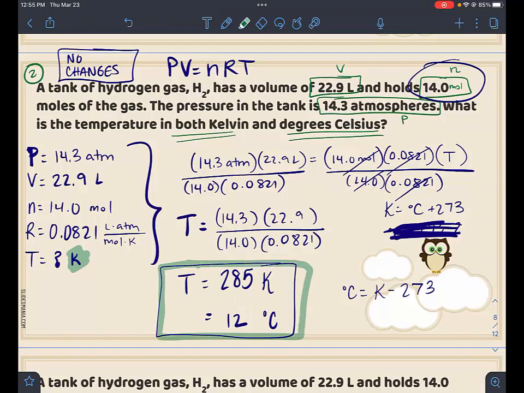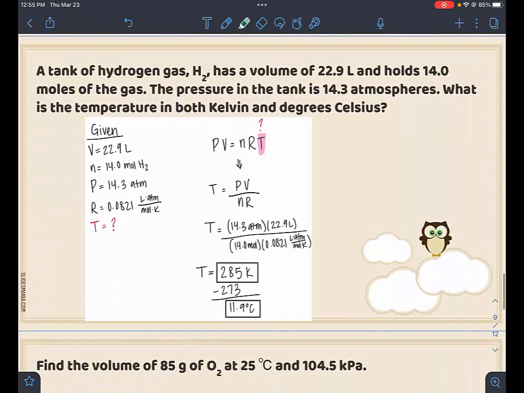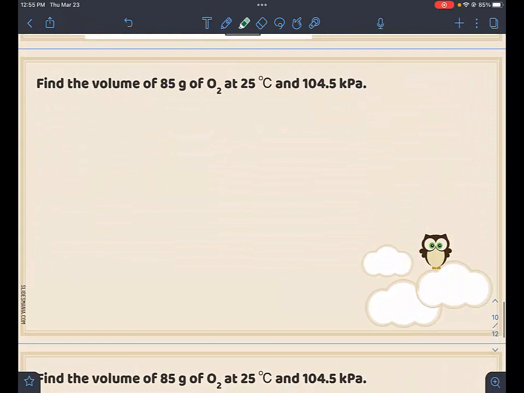And we are ready to do our last problem. All right, last one says find the volume of 85 grams of oxygen at 25 degrees Celsius and 104.5 kPa. All right, this is just a gas sitting there. Nothing is happening. So it's the ideal gas law, PV equals nRT. 85 grams of oxygen is mass, but I'm going to be able to convert that to moles.